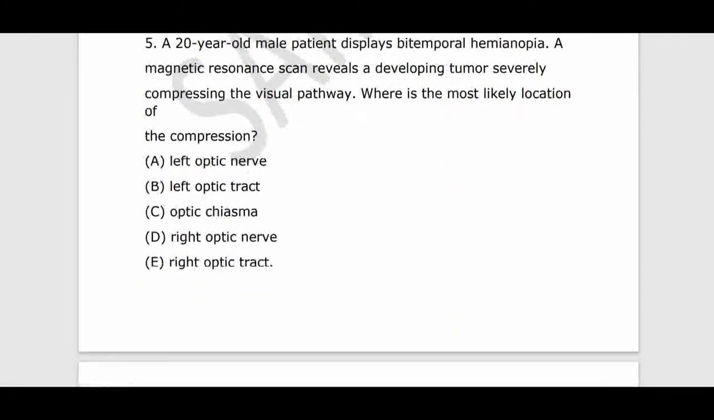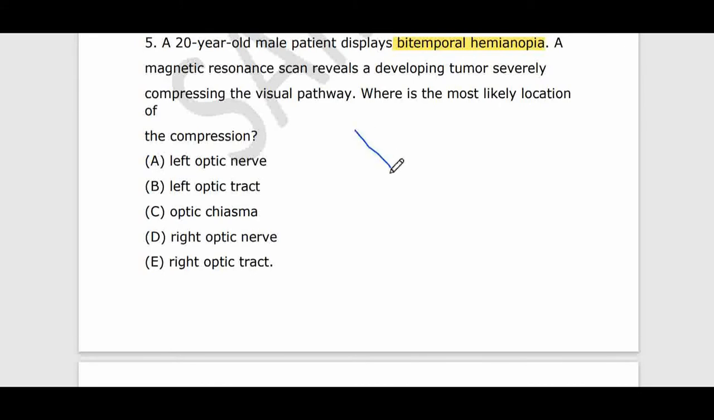Question number 5. A 20-year-old male patient displays bitemporal hemianopia. Magnetic resonance can reveal a developing tumor severely compressing the visual pathway. Where is the most likely location? Okay, so the important thing in this question is that the patient has bitemporal hemianopia.